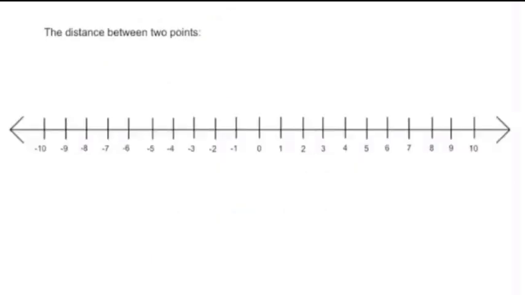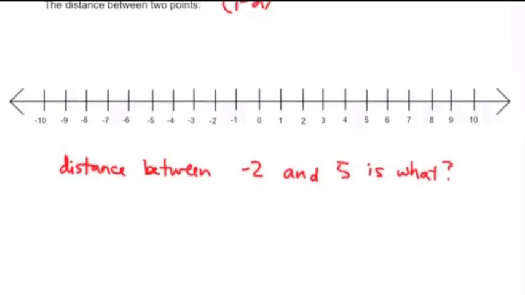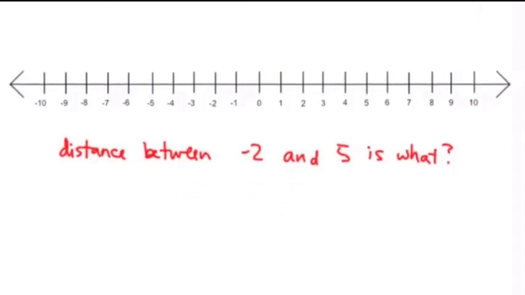The distance between 2 points. So if I ask you the distance, let's say it this way. The distance between negative 2 and 5 is what? Keep in mind, right now we're talking about distance in 1D. So let me write that up here. 1D meaning one-dimensional. So number line is just one-dimensional. A plane or the surface of a paper or board would be two-dimensional, and most people agree we live in three-dimensional space.